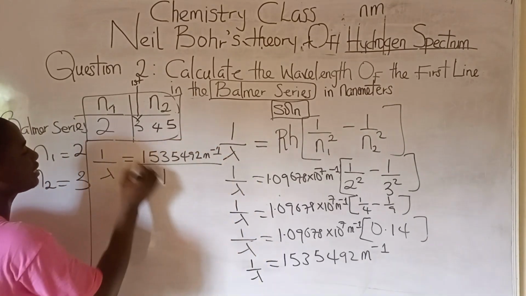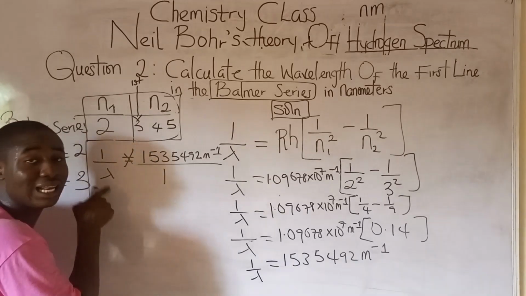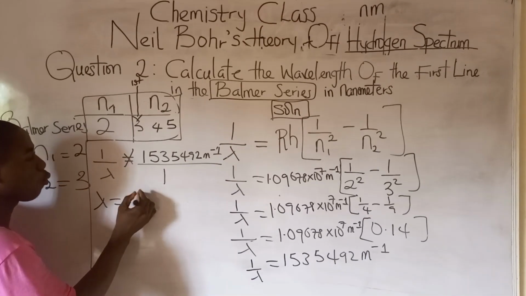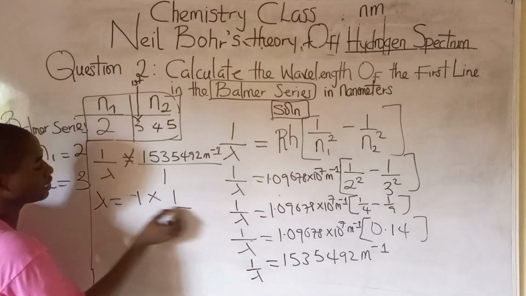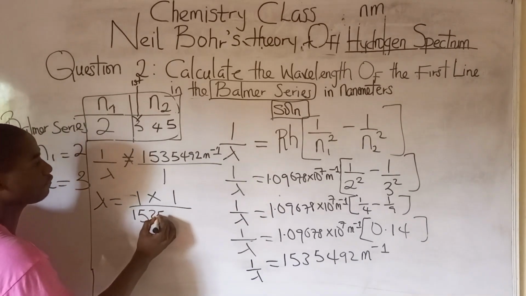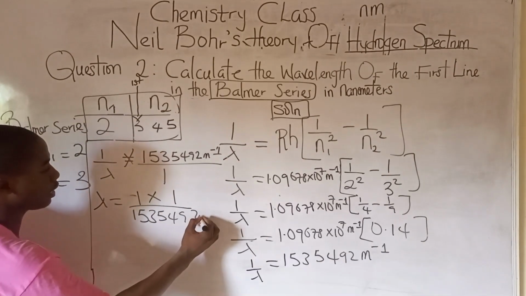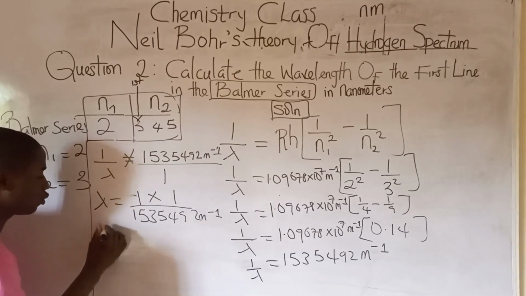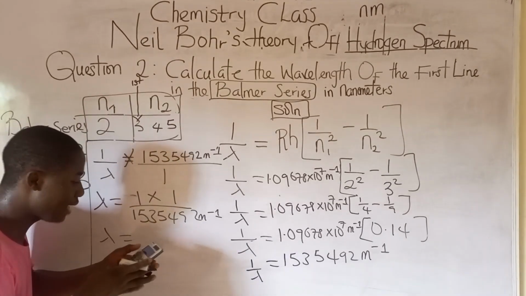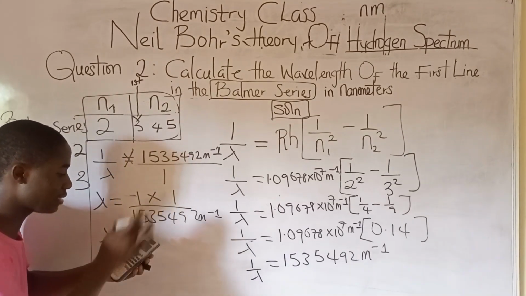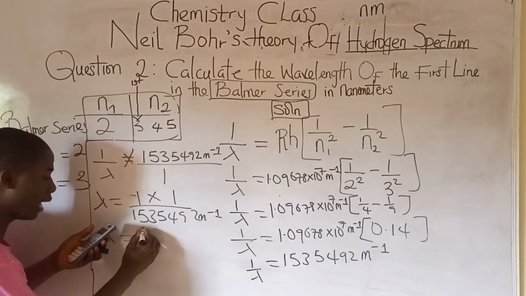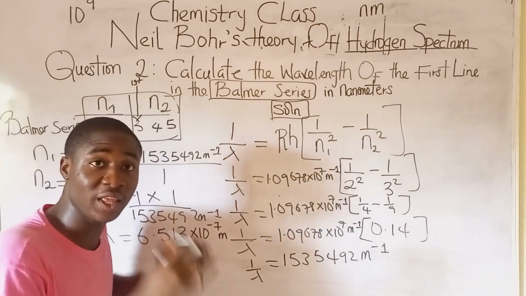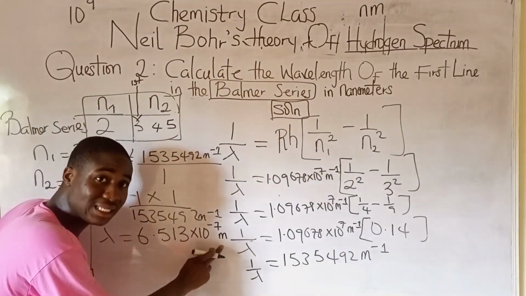So what we have to do next is to get our value for lambda, the wavelength specifically, by making it the subject. So it becomes 1 times 1 over this, which is 1 over 1535492 per meter. So when we hit everything, we have the value in meters. So let's do that. 1 over the answer we've got. So I got now 6.513 times 10 to the power of minus 7. Now we've gotten our answer in meters.